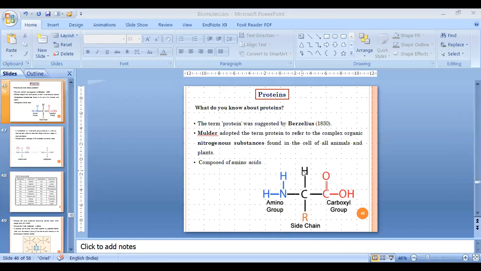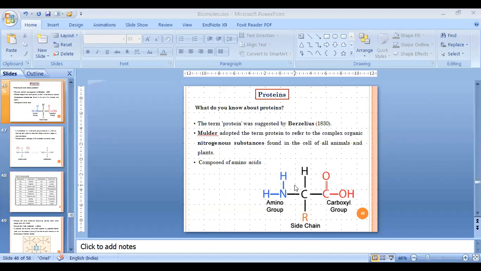There is a hydrogen at the upper side, and then there is an R. R represents the side chain. So there are different groups. It can be methyl, it can be alcohol, it can be some aromatic ring. There are multiple such structures which can be present at the place of R. And this entire structure is called an amino acid.